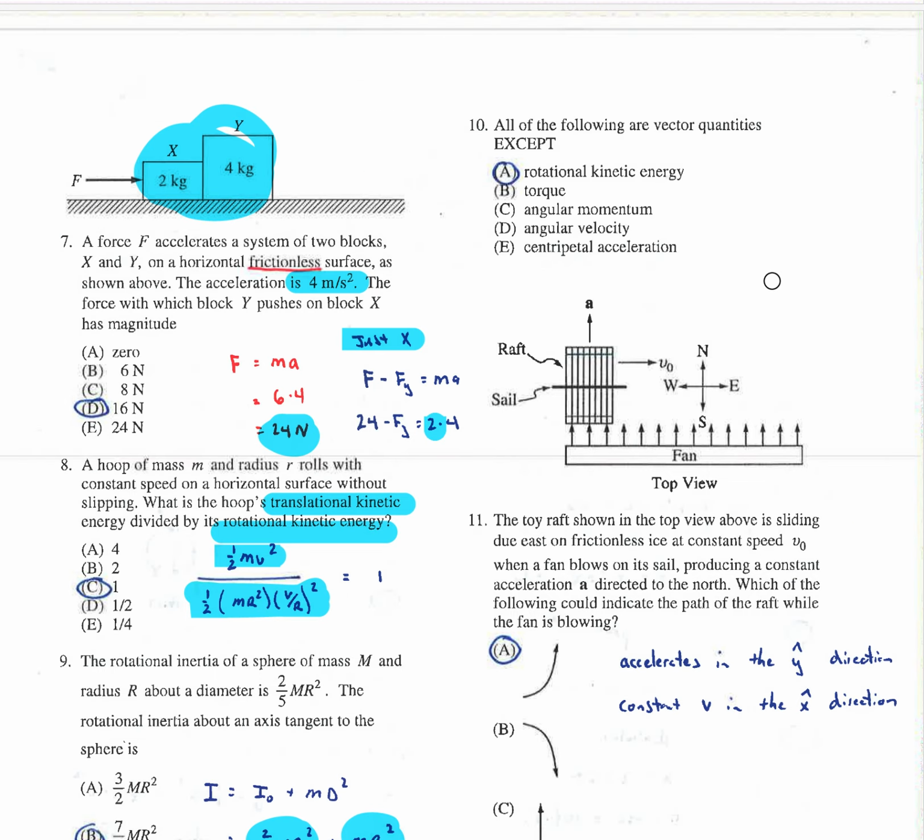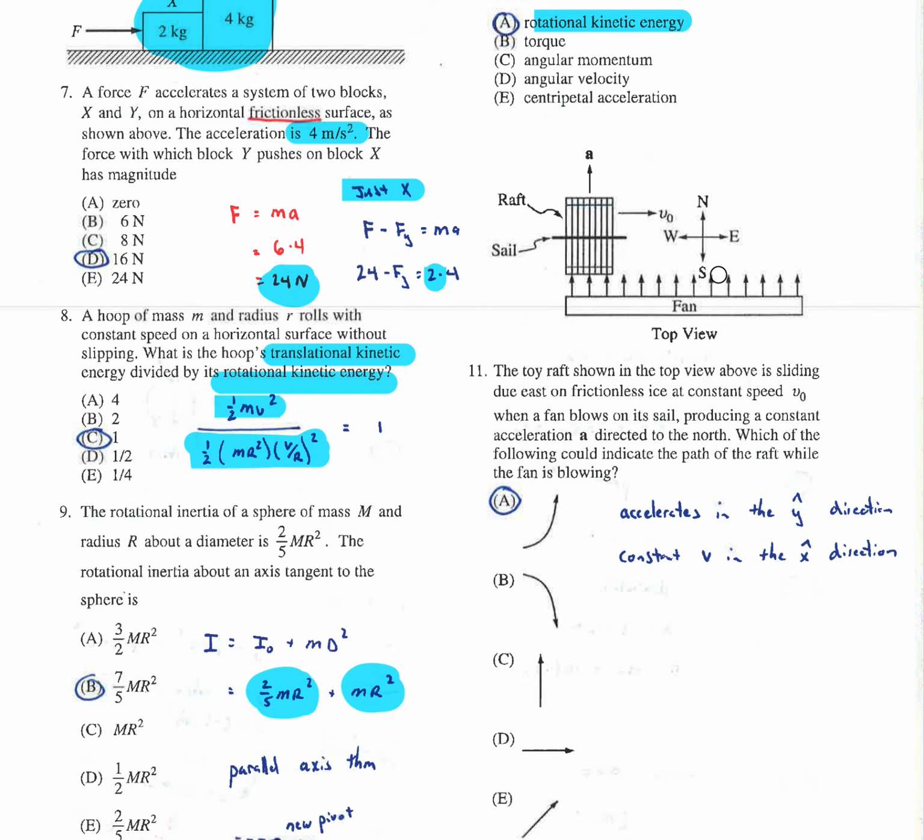All the following quantities are vectors except energy. Energy is not a vector. Torque is a vector. Angular momentum is a vector. Angular velocity, this spin, you could be spinning clockwise or counterclockwise. It's much different. Centripetal acceleration, again, is a vector. I know it's pointed inward, but it's still an acceleration. It's still caused by a force. It is a vector. Energy is not.